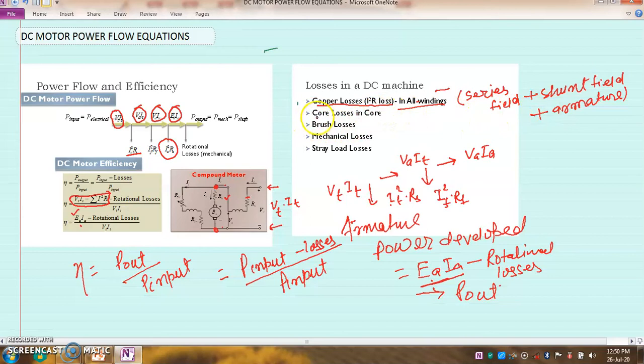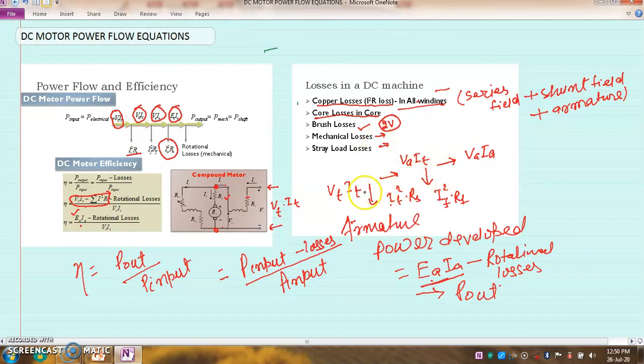Core loss is also there, losses in the core. Brush loss is also there. We take the voltage drop at the brush to be about 2 volt. Mechanical loss is there. Stray losses are that type of losses which we cannot find out by any method. They are just obtained by approximation.